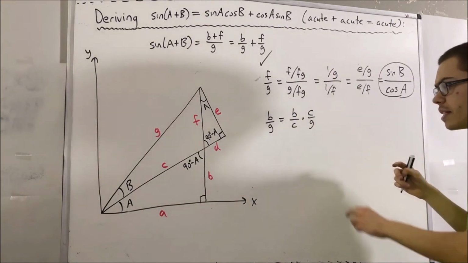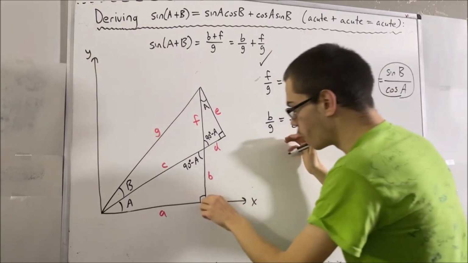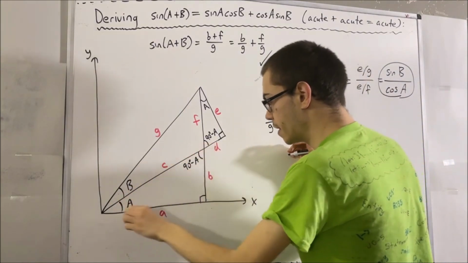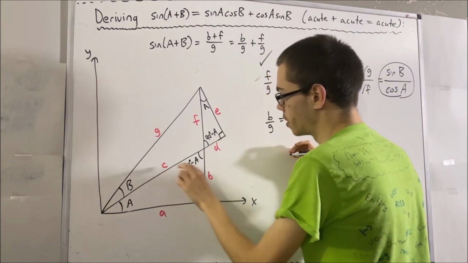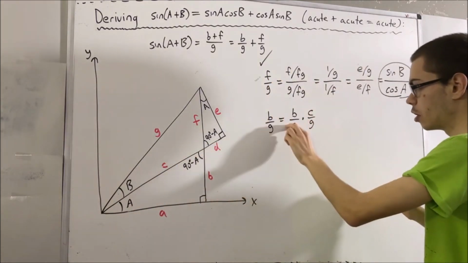First of all, notice that b over c is just the ratio of these two side lengths in this right triangle, right? Sine of a is opposite over hypotenuse, which is b over c. So I can replace b over c with sine of a.